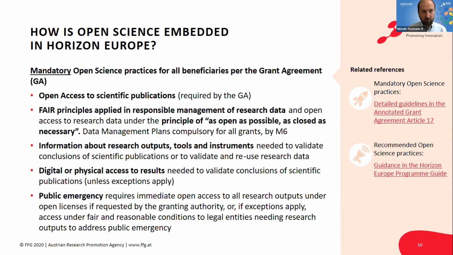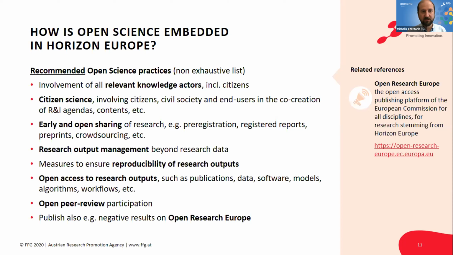Good. Those were the mandatories, and as I said, we hear more about them from Barbara. The recommended open science practices include involvement of relevant knowledge actors like citizens or other stakeholders in the research, using citizen science, involving citizens and civil society in the co-creation of your research and innovation program contents, in the research itself. That's what citizen science is. It also involves early and open sharing of research with pre-registration or with preprints, with crowdsourcing.